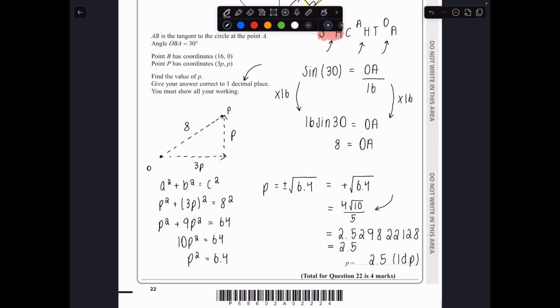So with that, that is question 22 all done. Hopefully that answered any questions you guys had. Hopefully you guys feel more confident on finding the answer and the method we used.